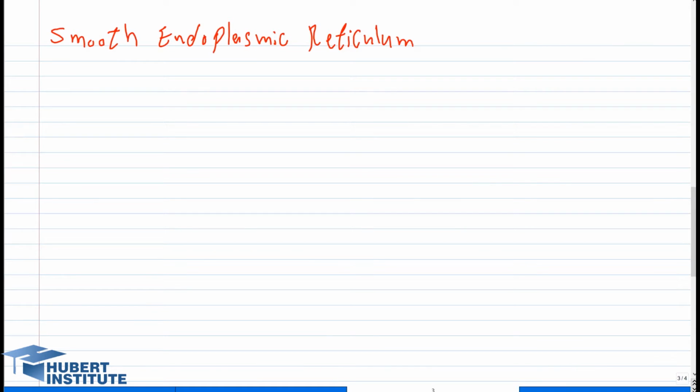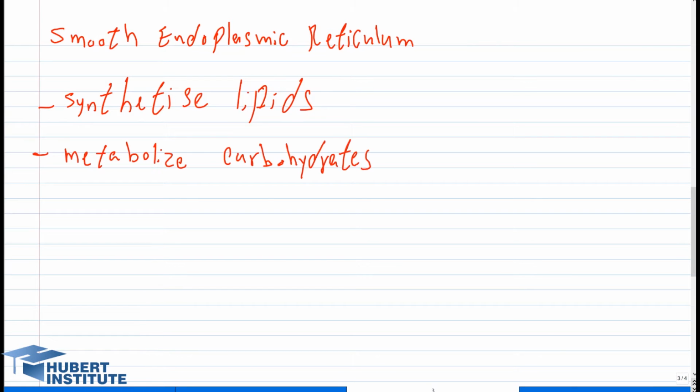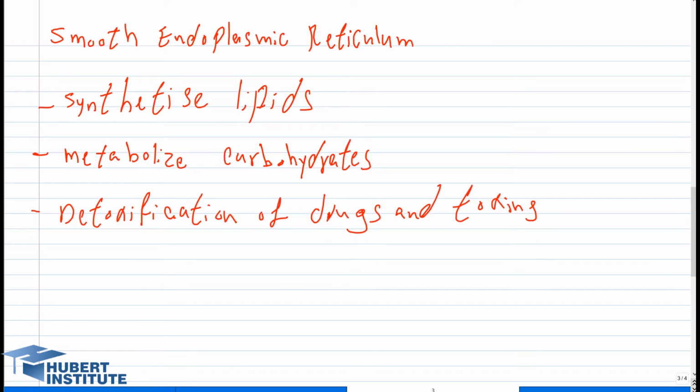Let's start with the smooth endoplasmic reticulum. What does it do? The smooth endoplasmic reticulum synthesizes lipids, including those that will end up being part of the cell membrane and those that are secreted from the cell, for example, steroid hormones. The smooth endoplasmic reticulum also metabolizes carbohydrates, and it also aids in the detoxification of drugs and other toxins.